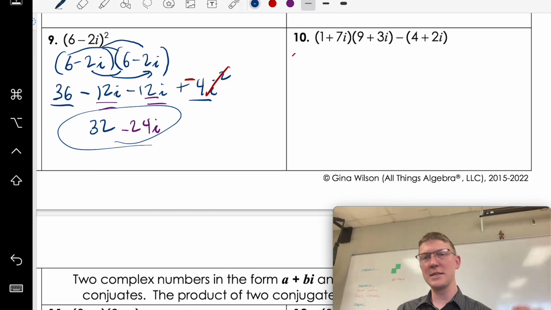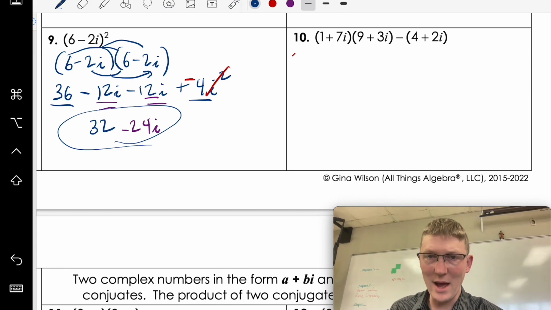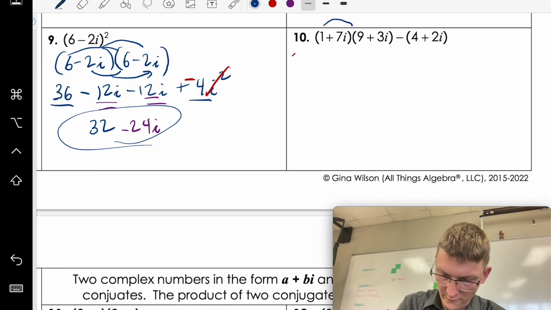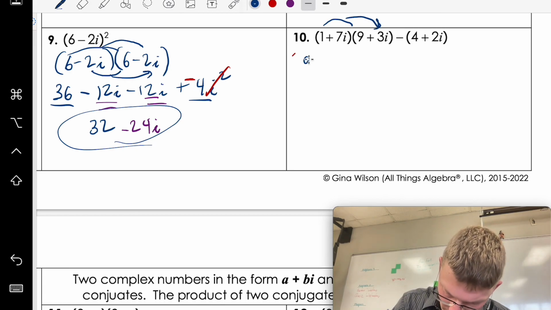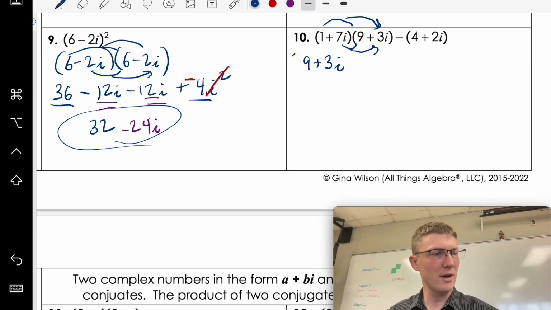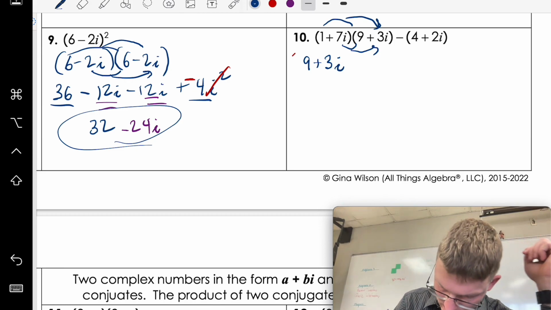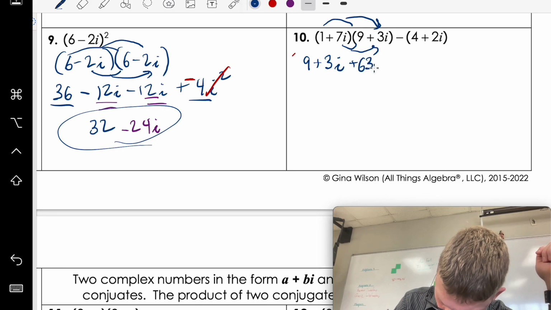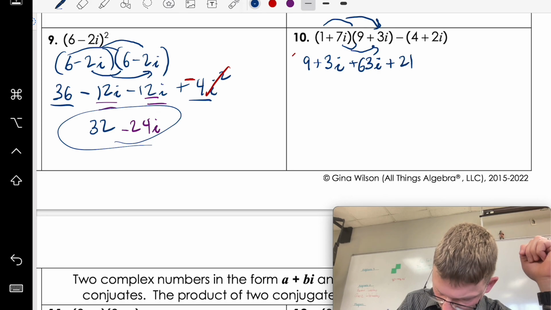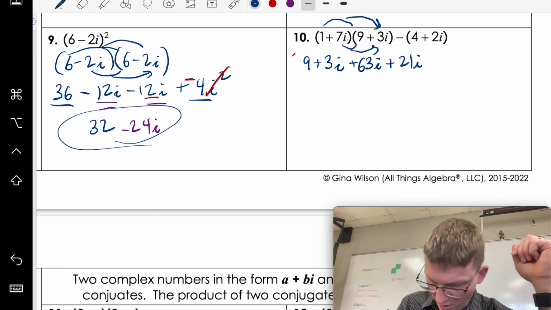So number 10, it's the same concept. Again, treat i like an x, and then we'll just go for it. We're just combining a bunch of stuff at this point. So we're going to FOIL this part out. So we've got 9 plus 3i. We're going to FOIL this part out. 7 times 9. I totally didn't forget that. 63i, and then 7 times 3 is going to be 21. i times i is i squared.